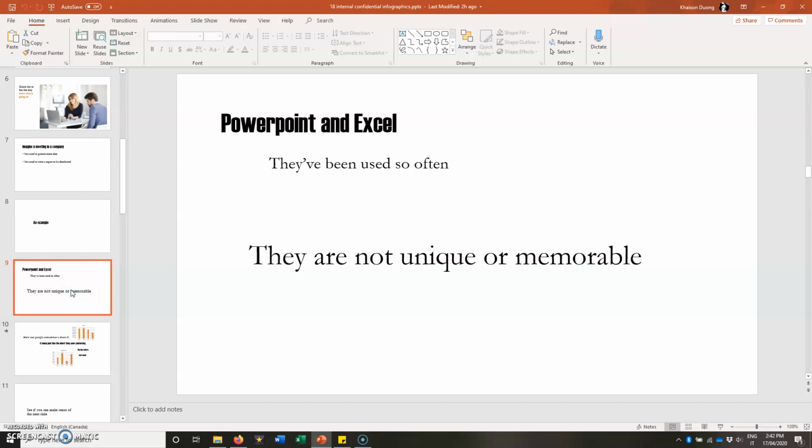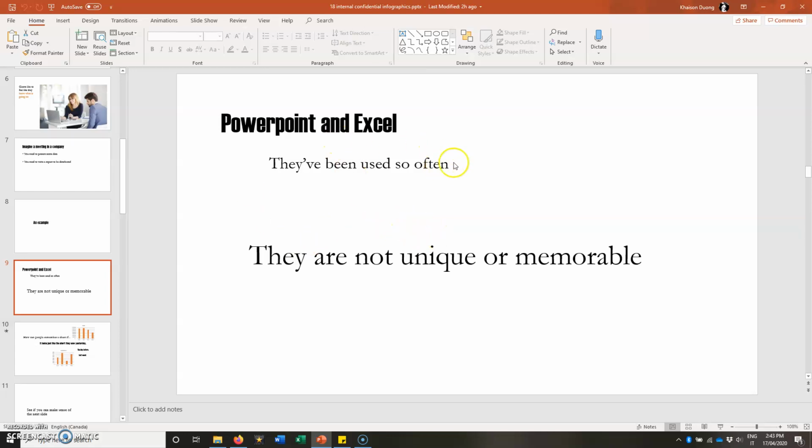So we often think about PowerPoint and Excel, or mainly PowerPoint, when we're going to present something. But a lot of people have done a lot of PowerPoint before, and the simple PowerPoint bullet point, bullet point, bullet point. We call it infinite bullet point syndrome. That can get pretty boring.